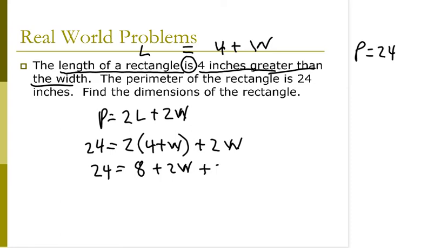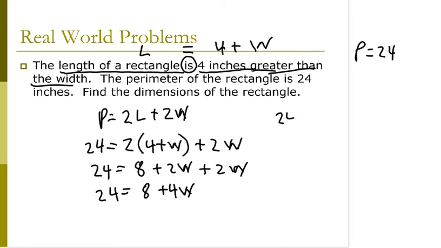So now we're going to combine our like terms. 2W's plus 2W's is really 4W's. So this is really 24 equals 8 plus 4W. Now we can solve it. If you would like to, you can always rewrite this using the commutative property, although it's not necessary. But let's just rewrite what we have up here. 24 equals 8 plus 4W.